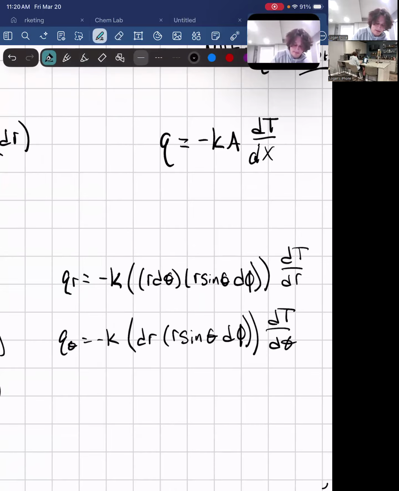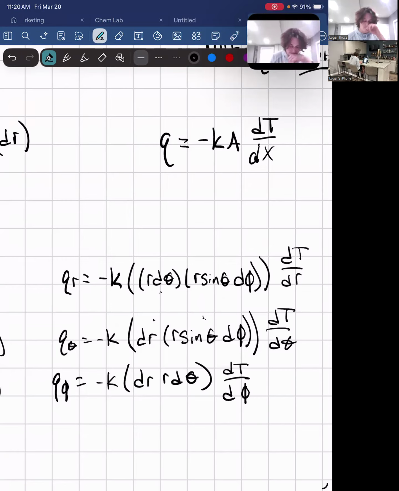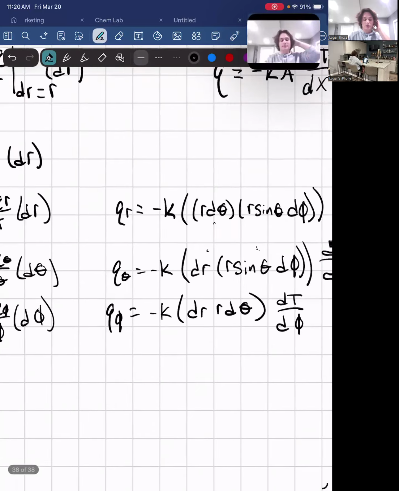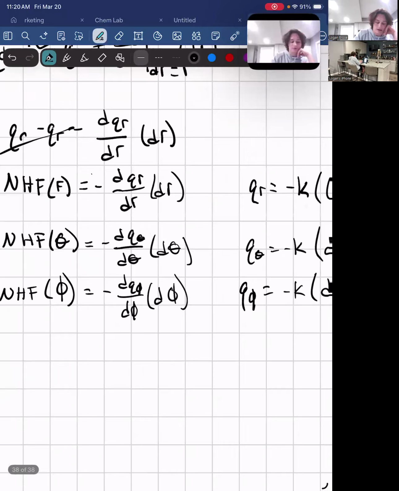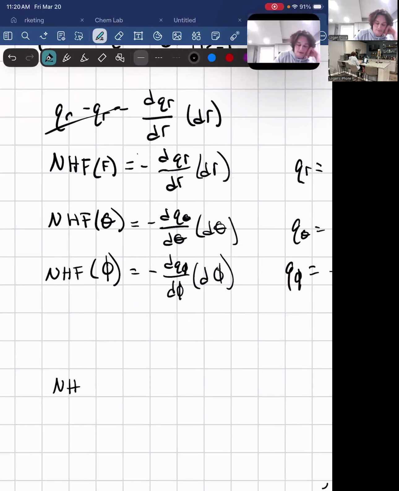And then for our phi, right? Our Q phi equals minus K. All right, now we do have this one here, but we don't have these two. So it'll be minus K times dr R d theta dt d phi, right? And so we can plug this in, right, into each of these equations. We get our net heat flow for each, right?